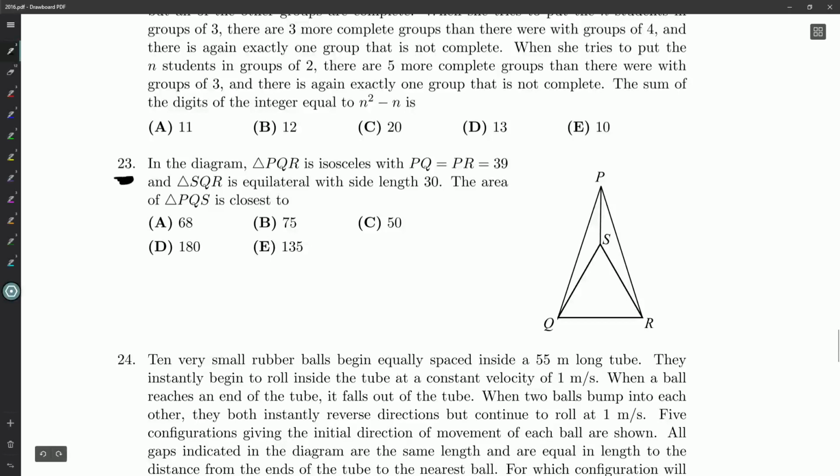In the diagram, triangle PQR is isosceles with PQ equal to PR equal to 39. So we can put the 39s over there on either side. And triangle SQR is equilateral with side 30. The area of PQS is closest to... So closest to makes me think I might have to round something. I'm given integer answers, but it doesn't mean I'll be getting an integer area. So I'm probably going to want my calculator, but who knows? Maybe I'll be able to find a way to do it without.